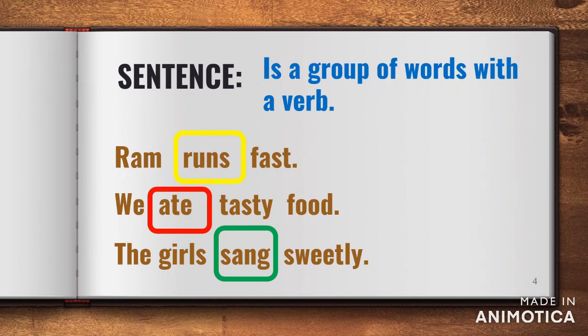For example, if I remove the verb runs from "Ram runs fast", it will be just "Ram fast". So this group of words doesn't convey any meaning to me. So I cannot call it a sentence. And hence we can conclude that a sentence is a group of words accompanied by a verb which conveys a complete meaning.